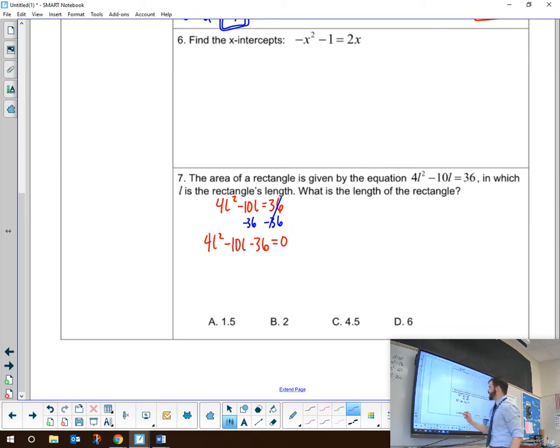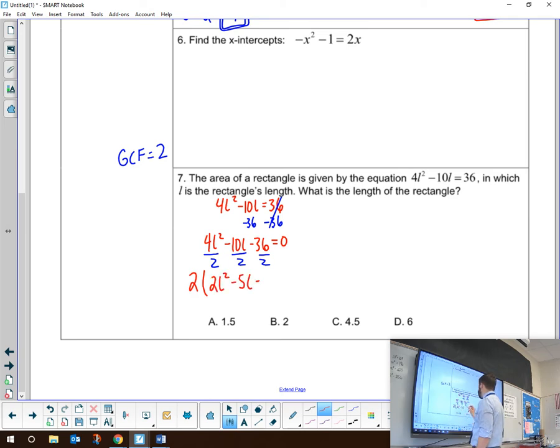Second step, look for a GCF. In this case, my GCF is 2. Divide each one of these by 2. So we'll write a 2 out in front, and we'll get 2L squared minus 5L minus, not 28, minus 18.